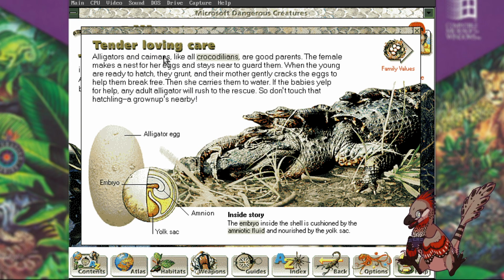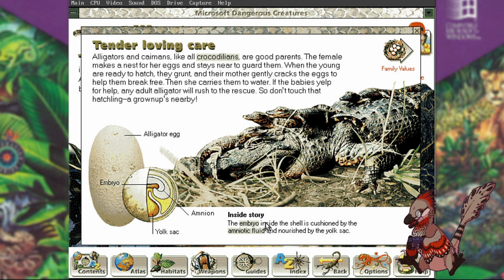Alligators and caimans, like all crocodilians, are good parents. The female makes a nest for her eggs and stays near to guard them. When the young are ready to hatch, they grunt and their mother gently cracks the eggs to help them break free. Then she carries them to water. If the babies yelp for help, any adult alligator will rush to the rescue. So don't touch that hatchling, a grown-up's nearby. I mean, I think that's a good tip, just like in general, that you shouldn't just touch random eggs.